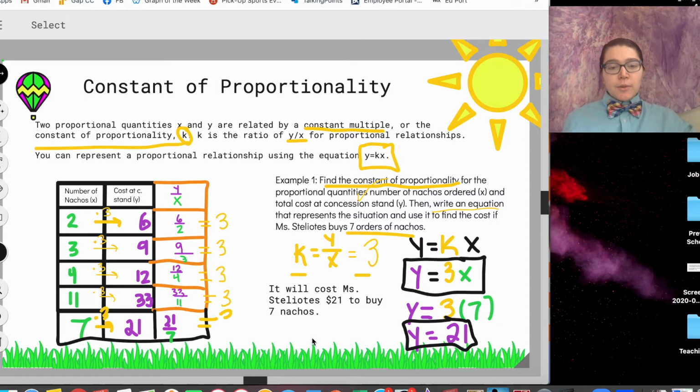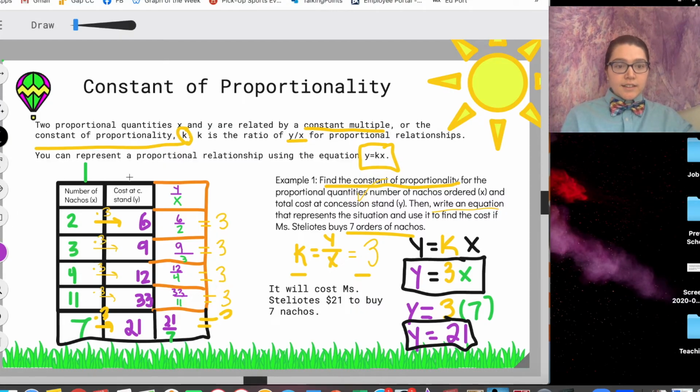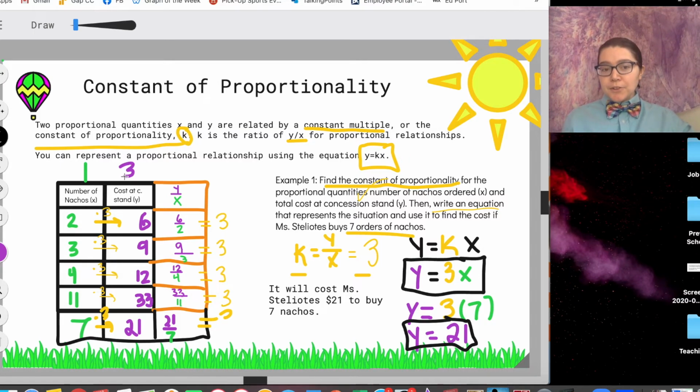One thing I want to talk about is what this constant of proportionality meant in this problem. So I found that my k was 3. And I got that by dividing my y, the total cost, by x, the number of nachos. So if I were to have a unit for 3, that would mean $3 per 1 nacho, right? I could add that onto my list here. If I had 1 nacho, that's going to cost $3. So a special thing about the constant of proportionality is it's actually representing your unit rate. It's the cost per one thing.